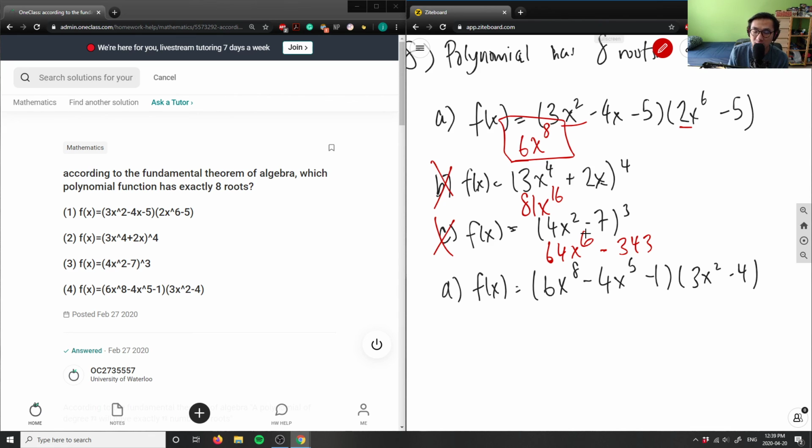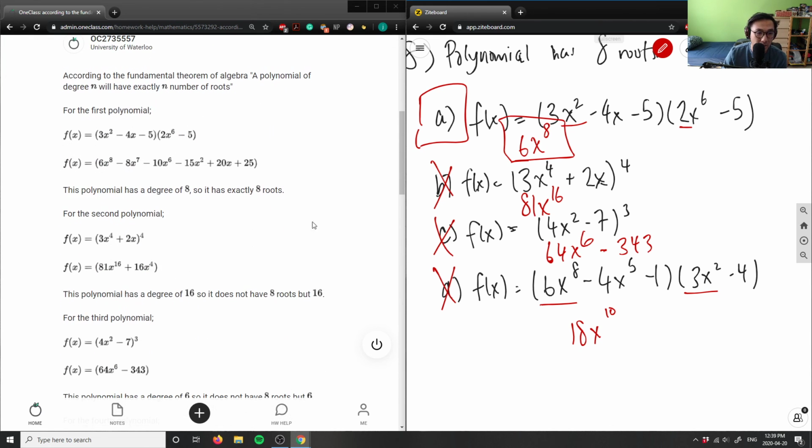And then finally, D, 6x to the power of 8 times 3x squared, I would get 18x to the power of 10, right? I'm adding these exponents. So in this case, you can have 10 roots, which is incorrect, which means A here has to be my logical answer because the highest degree here is 8.